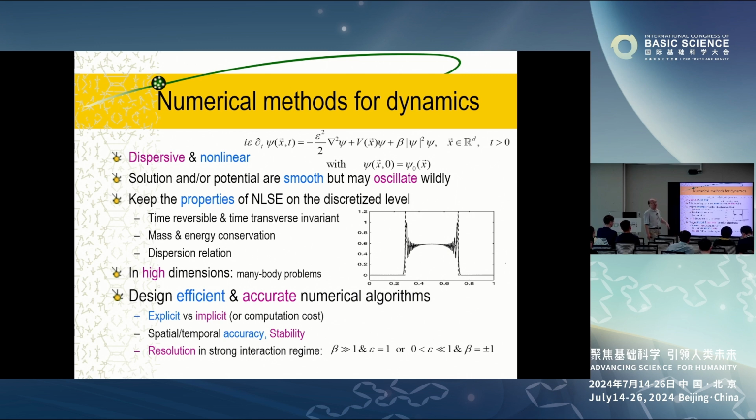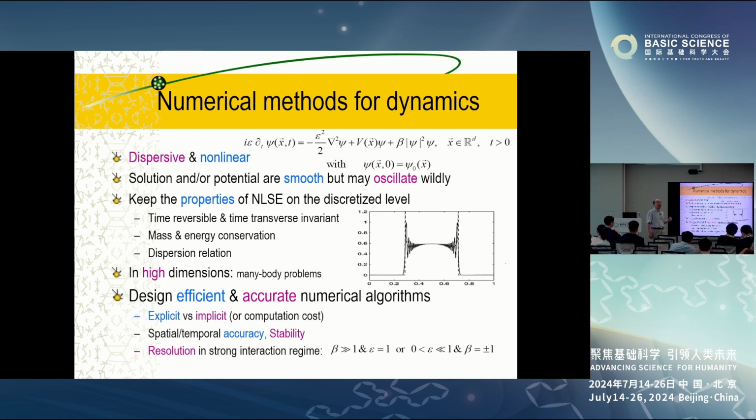Like time reversible, we find this time reversible, time invariant, and also dispersion relation. For this kind of problem, especially when the frequency wavelengths become smaller, they are most important. Of course, mass conservation and energy conservation. Of course, in high dimension, it is also challenging. And the aim is to design an efficient and accurate numerical method, which could be explicit or implicit, depending on computer cost. And also spatial and temporal resolution, accuracy and stability.